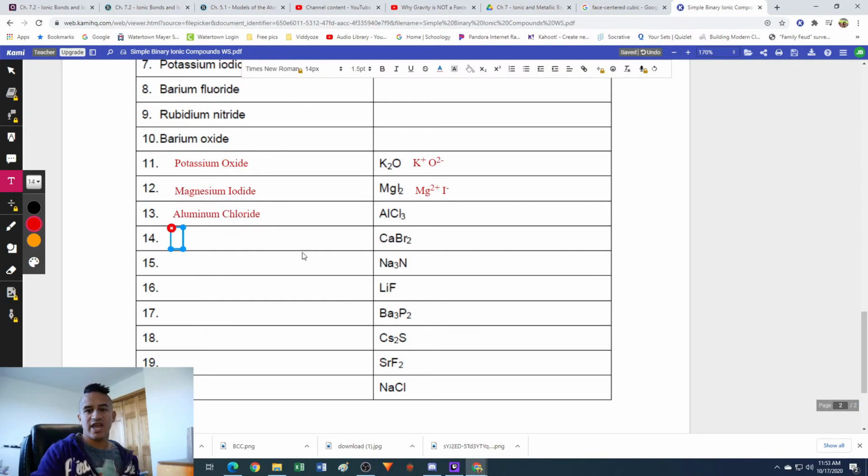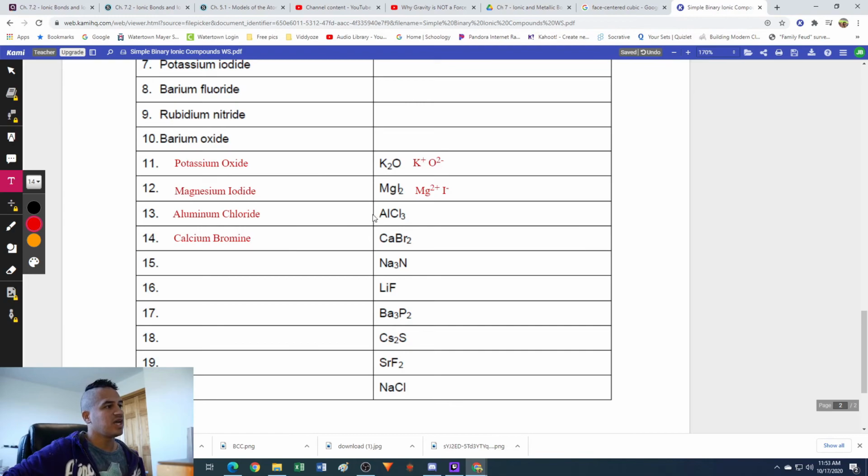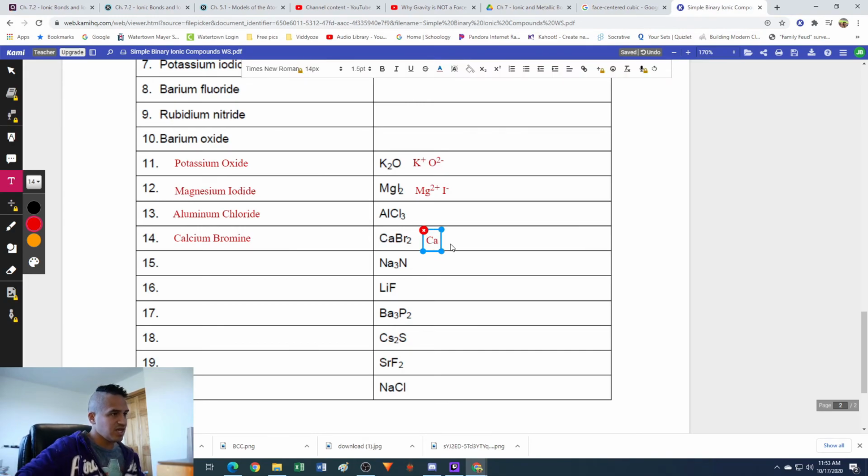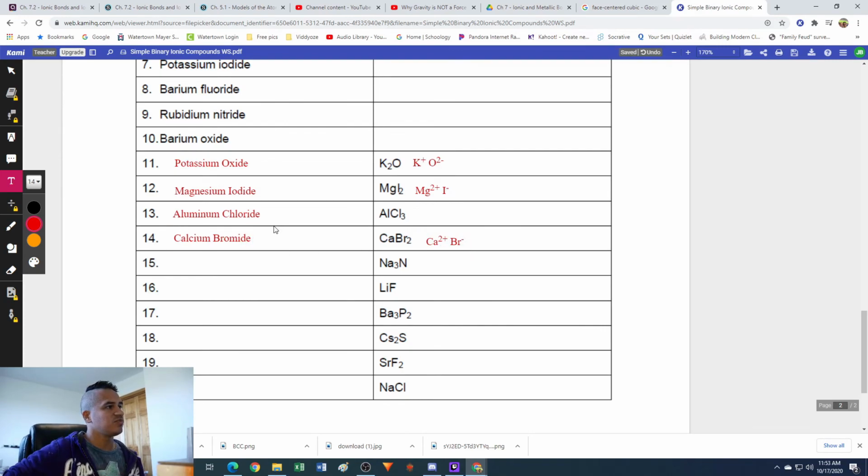Number 14, CaBr2. So Ca is calcium. Br is bromine. Again, the charges, though, here, calcium is a positive ion. It is Ca2+. And bromine is Br and has a charge of -1. It is a negative ion, which means it needs to have an "ide" ending. So the proper name for this would be calcium bromide.